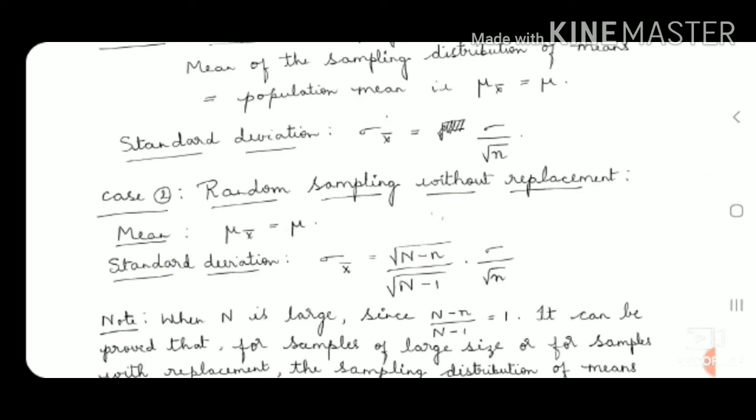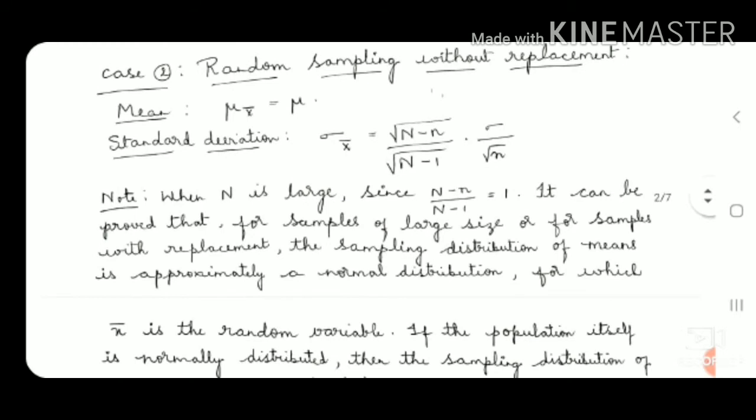Random sampling without replacement: here the mean of the sampling distribution is the same as the population mean, and sigma x bar is some constant times sigma by root n, where the constant is the square root of (capital N minus n) by (capital N minus 1). This constant becomes 1 when capital N is very large.